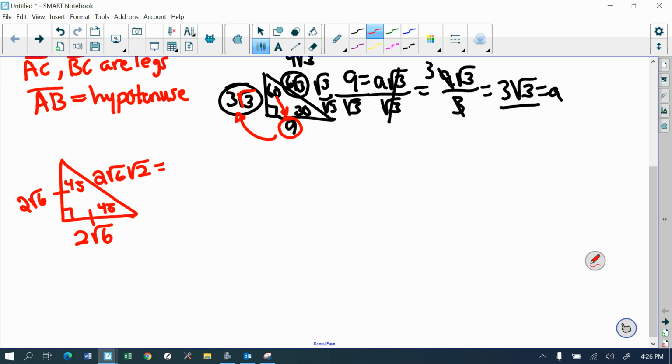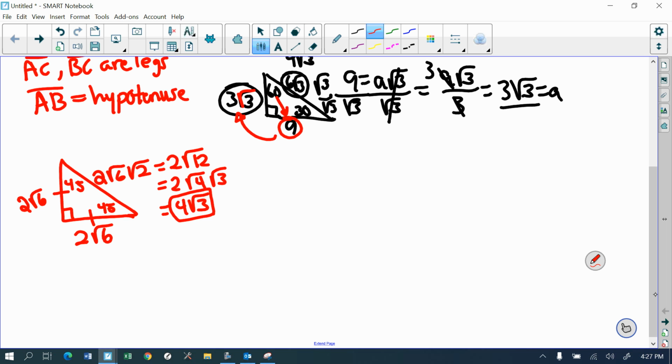That would equal 2 root 12. But I cannot leave it as 2 root 12 because that simplifies, because that breaks down to root 4 times root 3. And the root 4 is 2. So I get 2 times 2 is 4. Root 3 does not break down anymore. And so the answer is 4 root 3. Multiplying radicals together.